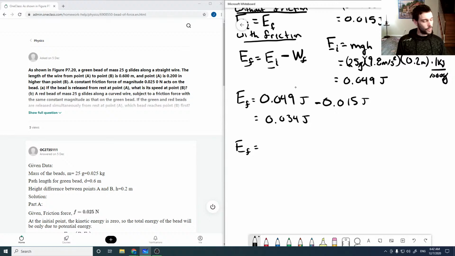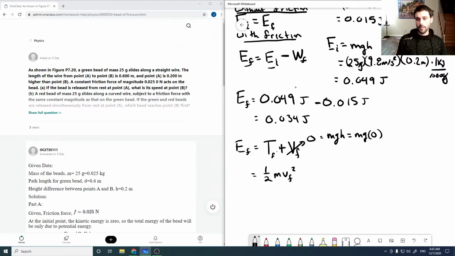Our final energy is purely going to be kinetic energy, but we can write it as kinetic plus potential. But our potential is 0, as mgh is equal to mg times 0, as we've chosen our 0 of potential at B. And so kinetic energy is just 1/2 m vf squared. Putting these two together, 1/2 m vf squared is 0.034 joules, or vf is the square root of 2 times 0.034 joules over m.